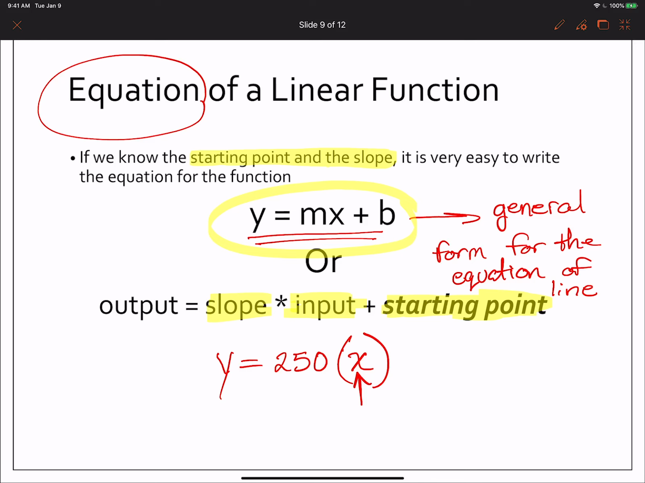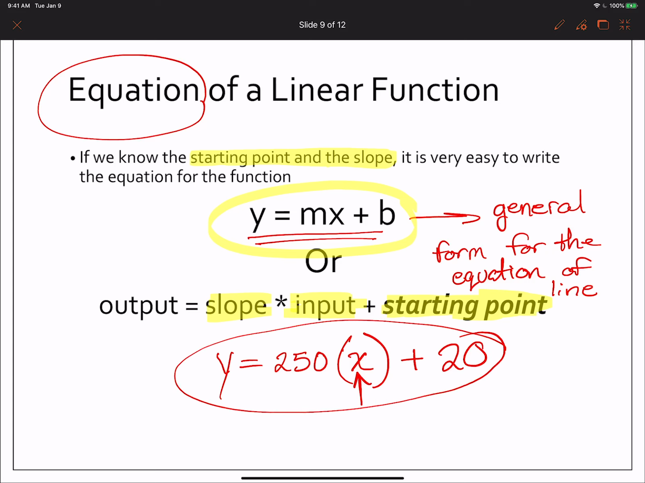Our bank account, we said, already had $20. So we say plus 20, right? So we have y equals 250 times x plus 20. And then what this lets us do, this is powerful, because for any amount of shoes we sell in this case, we could say x equals 5, x equals 0, x equals 3.